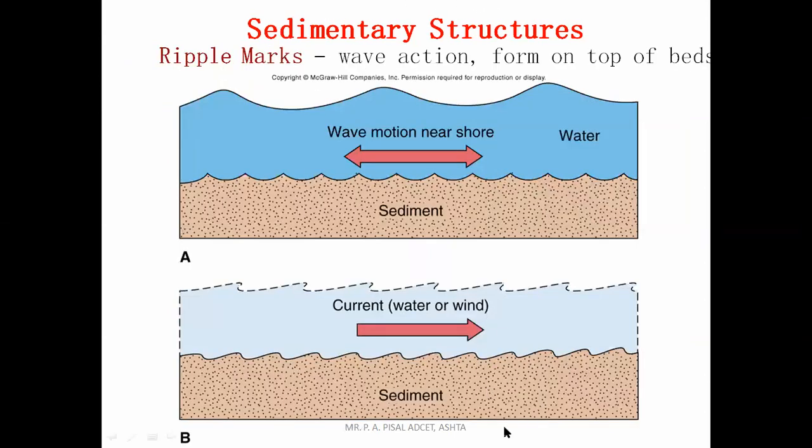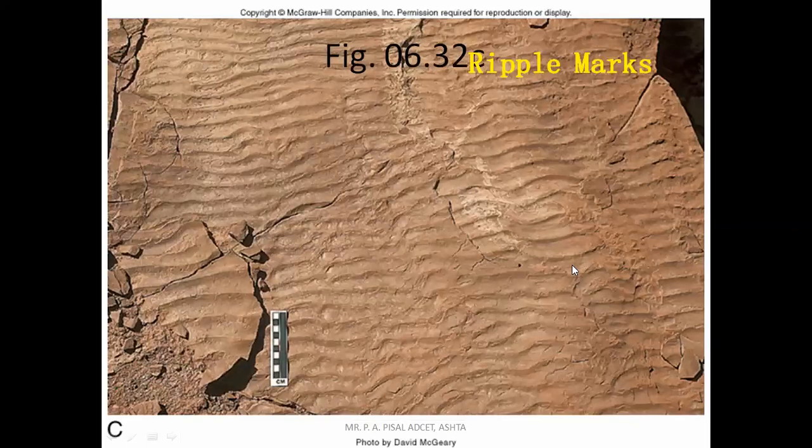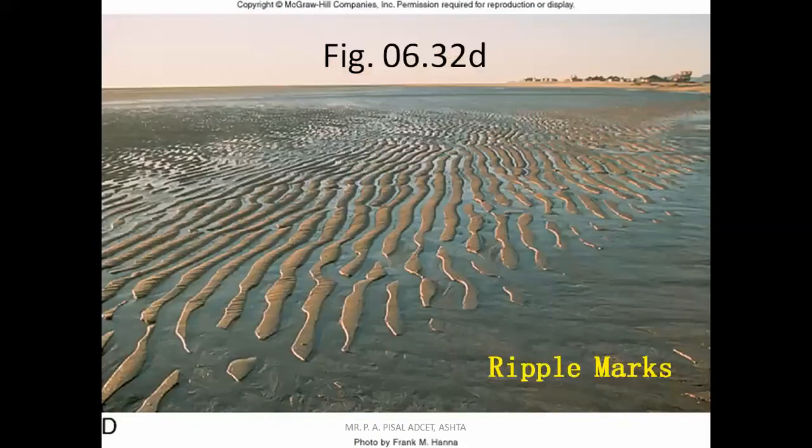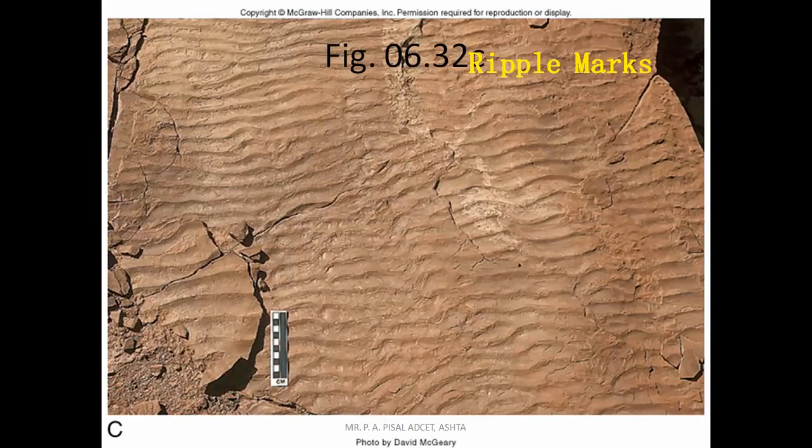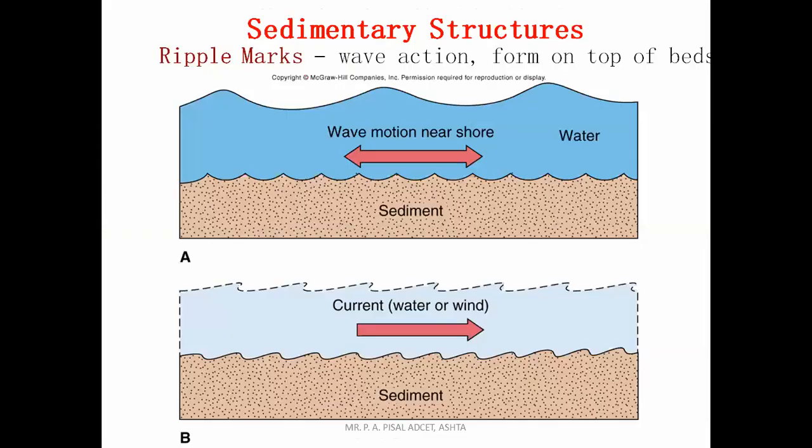Now, the next structure we are going to discuss is known as ripple marks. Just a minute, I want to show you the ripple marks. So this structure is considered as a ripple mark, and this structure is also a ripple mark. Now, what do you know about ripple marks? Ripple marks are small, wave-like structures formed on the top of the sediment.